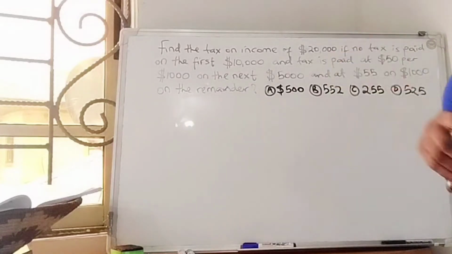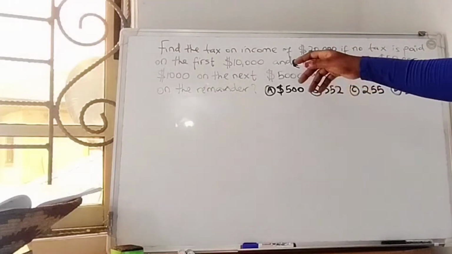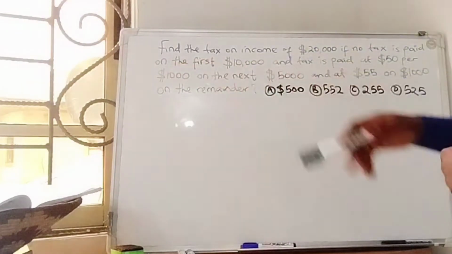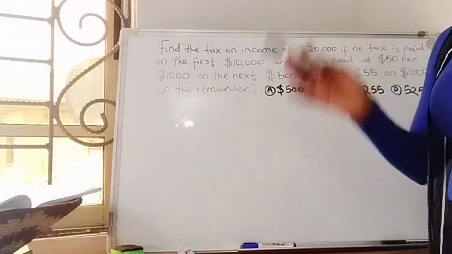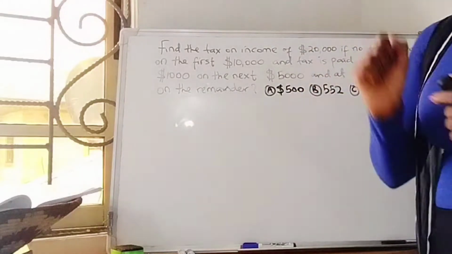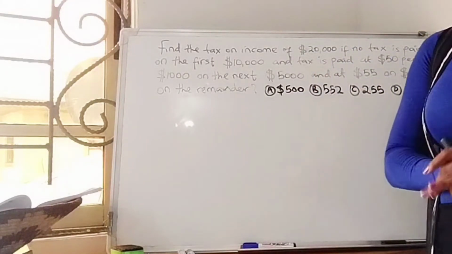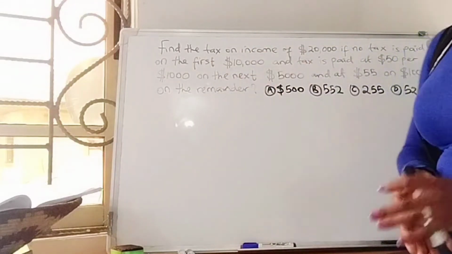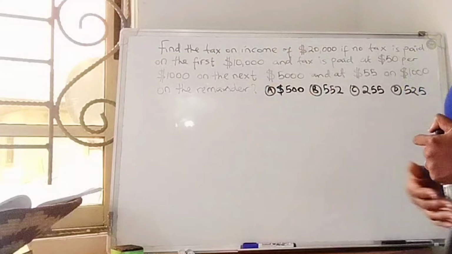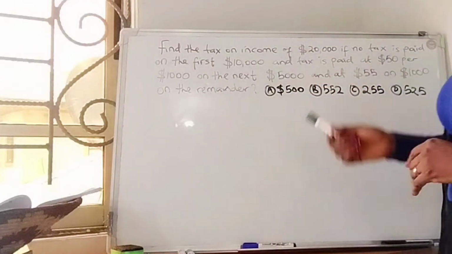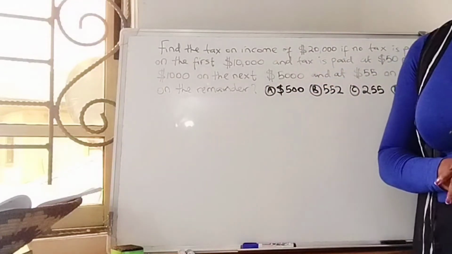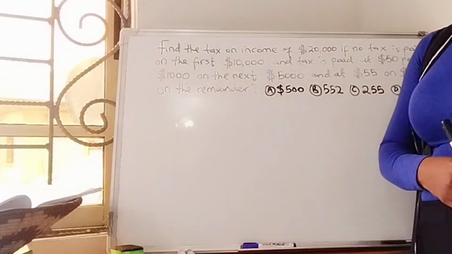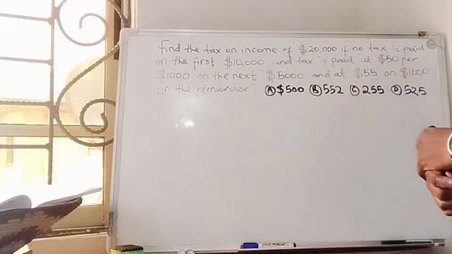Now, what tax was paid? According to the question, tax is paid at $50 per 1,000 on the next 5,000. That means if you remove 10,000 from 20,000, what do you have left? You have 10,000 left, right? That is the remaining half of the whole sum. Now, of that half of the whole sum left, we are told that $50 was paid on every 1,000 of that 5,000, right? Which is also another kind of fraction, all right?